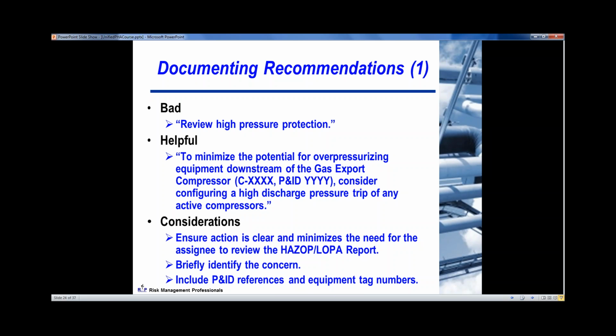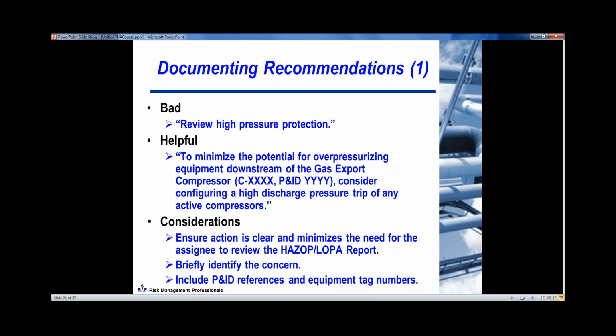Look into configuring a high discharge pressure trip is a specific action, and they have to respond to it specifically, not just say, yeah, I reviewed it over a glass of wine, I'm done. All right, so under considerations here, make sure the action's clear, minimizes the need for whoever gets it to have to find the HAZOP report, read it, and try to understand it. My experience is that rarely happens. If you're documenting your recommendations assuming that somebody's looking at the HAZOP study, that's a bad assumption in most cases.